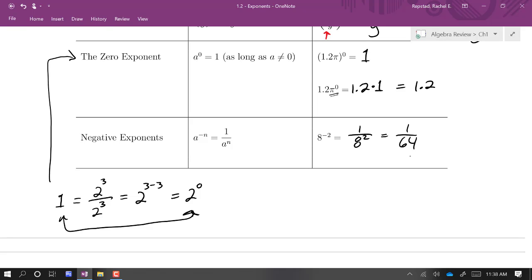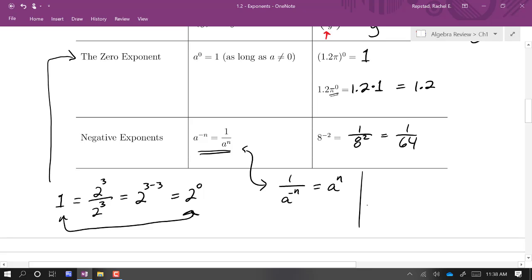And when we write a to the negative n equals 1 over a to the n, we think of this as saying, oh, I'll just put it in the denominator, but it actually works in both ways. If I have a fraction 1 over a to the negative n, this is a to the n. So it just changes the position, whether it's in the top or the bottom. It just flips it, it moves it, and then you change the sign of the exponent. So, for example, 1 over 8 to the negative 2 is 8 to the positive 2, or 64.